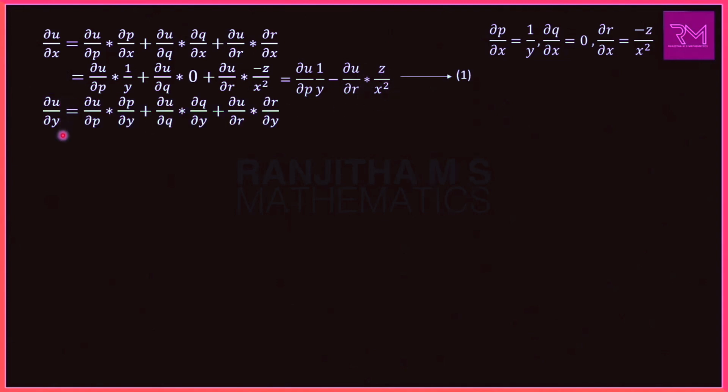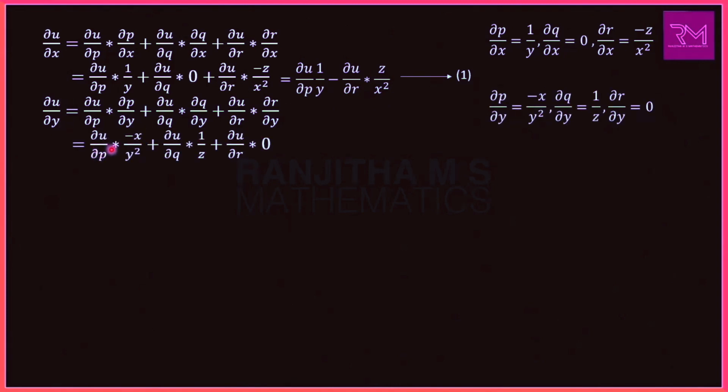Similarly, we have to find del u by del y. Substituting the values, we get del u by del p into del p by del y, which is minus x by y square, plus del u by del q into del q by del y, which is 1 by z, plus del u by del r into del r by del y, which is 0. Here this term becomes 0, and simplifying, we get minus del u by del p into x by y square plus del u by del q into 1 by z. Call this equation number 2.